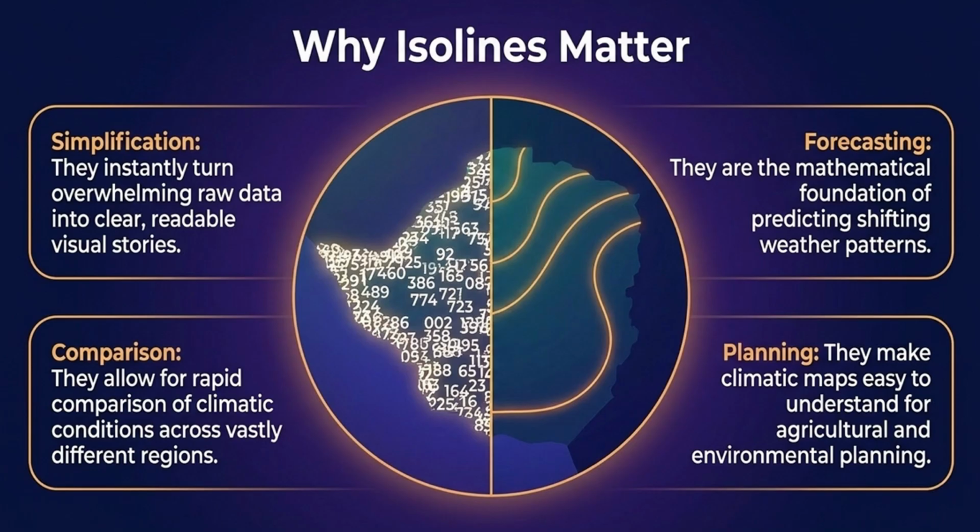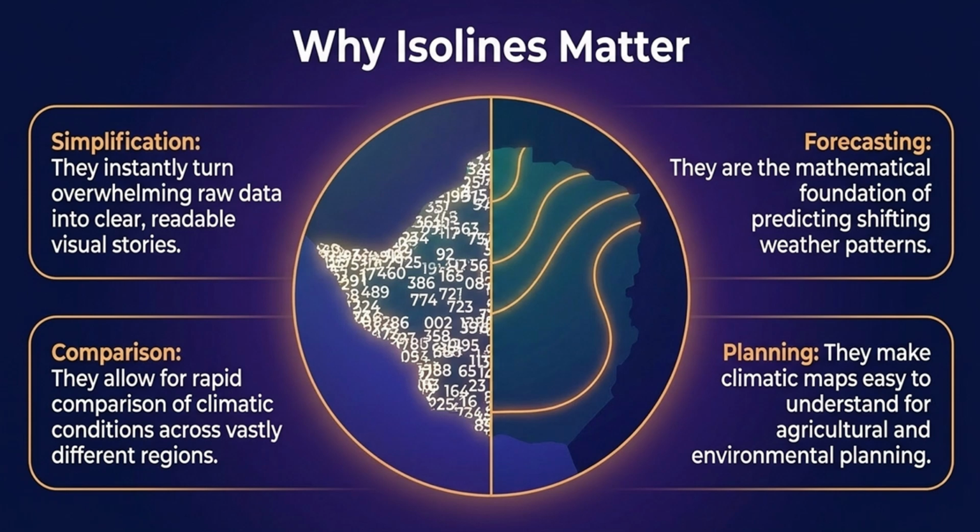So far, we have learned 7 important types of isolines. Now, let's understand why isolines are so important in climatology. First, isolines simplify complex weather data. Instead of looking at hundreds of numbers, they present the information as clear and easy to understand lines on a map.